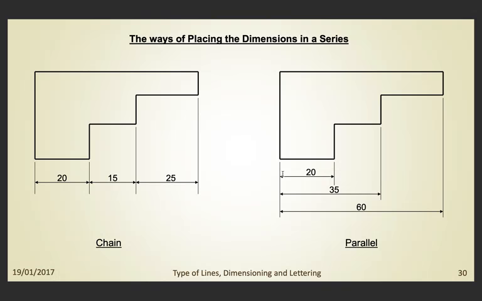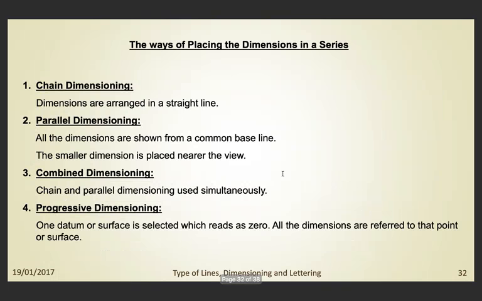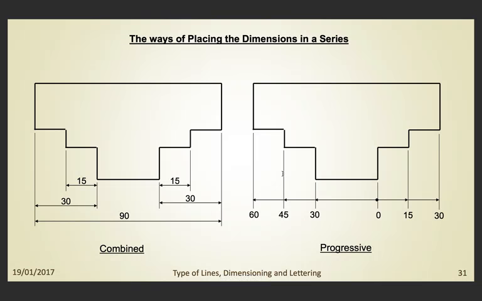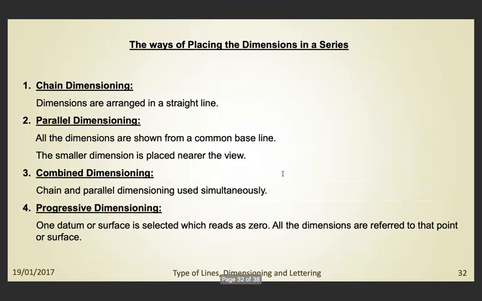So this is the way to place the dimensions in a series. It could be either chain way or parallel way. This is combined and this is the progressive way. You can just go through this.